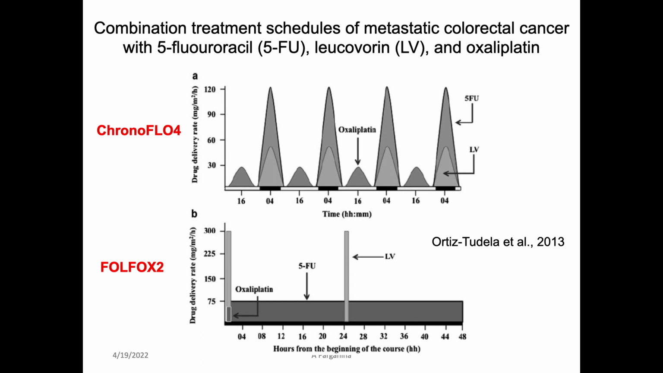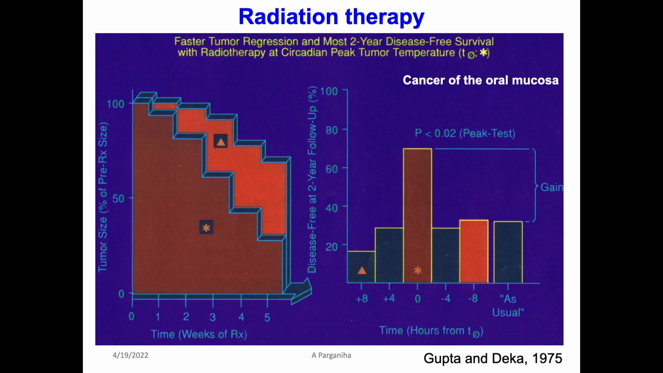We can see this is the first schedule where oxaliplatin was given at 16 and 5-FU and LV at 4 o'clock. So this is the time when oxaliplatin is better tolerated and it has maximum effectiveness. Similarly, 5-FU and leucovorin are better tolerated at 4 a.m. and the effectiveness is more. So it means all the chemotherapy drugs have time dependent efficacy. The time dependent efficacy of radiation has also been established. Radiation therapy, if it is given with respect to time, also has a positive effect.